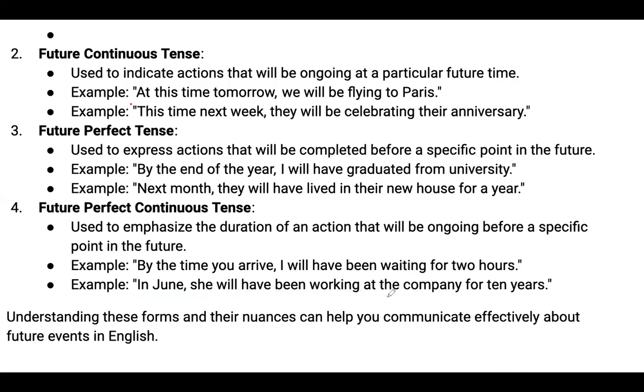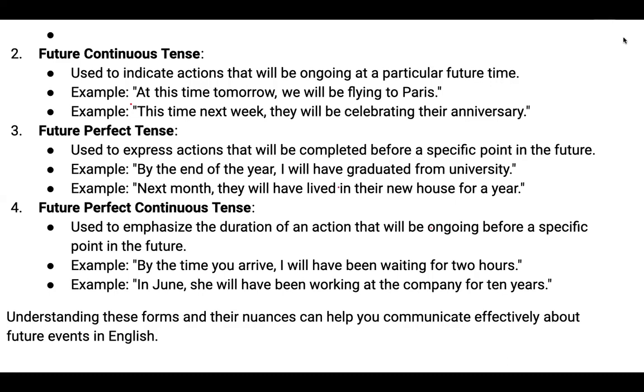So these are the examples, and these ideas clearly indicate that the future tense is nothing but an imagination, right? If you talk about that, it can lead to prediction, it can take you towards intention, it can take you to certainty or fact, to a specific point of discussion, or to the completion of the discussion, right? Understanding these forms and their nuance can help us to communicate effectively about future events in English.